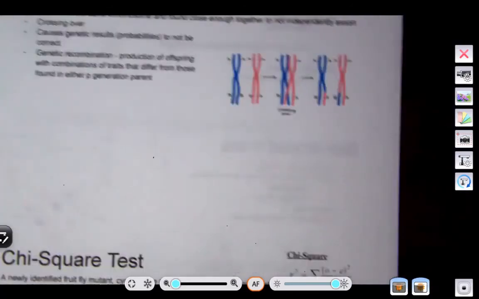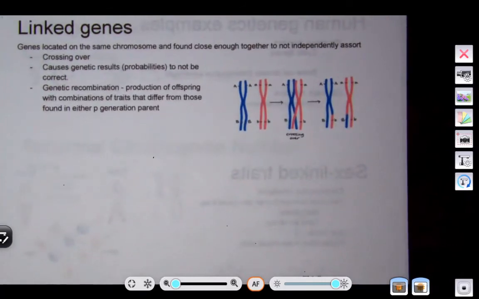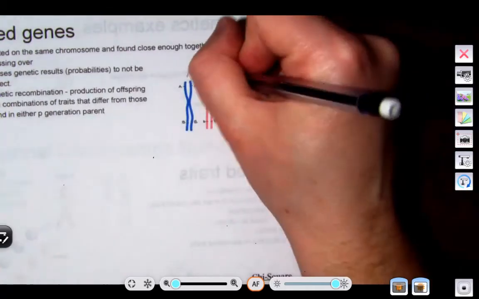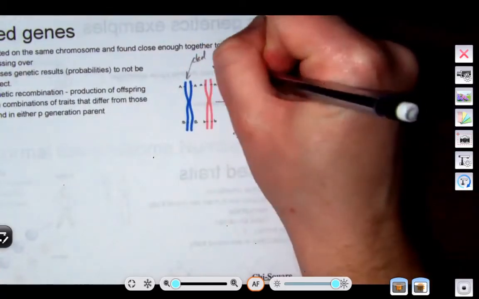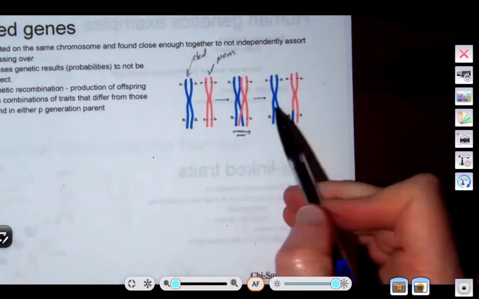Now for some of the crazy, okay? Now, linked genes. Linked genes are located on the same chromosome and found close enough together to not independently assort. So early on in meiosis, in prophase 1, all of your chromosomes line up. Mom and dad's chromosomes line up. So let's say this is dad, and this is mom, okay? The two chromosomes line up in prophase 1.